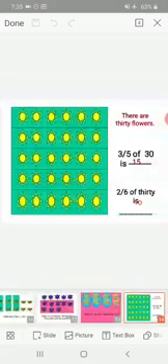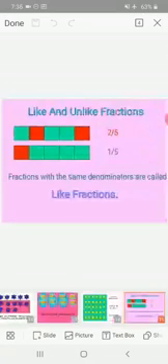Now there are 30 flowers. In this example I have taken 30 flowers. First I have made 5 equal parts, and out of 5 if we take 3, total flowers will be 15. And suppose I have made 6 parts of these 30 flowers, and if I have taken only 2, how many are there? 10.